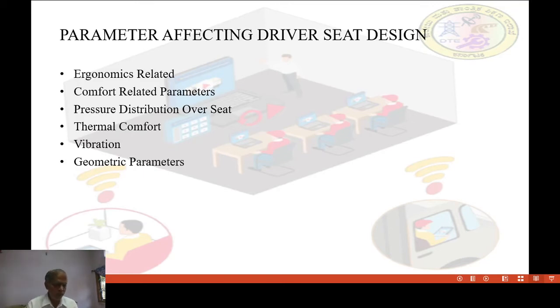Next one is vibration. The road surface is not uniform everywhere, even though it is constructed properly by advanced technology. Such a surface is responsible for vibration at the driver's seat. The human body can sustain 4 to 7 Hertz frequency vibration.